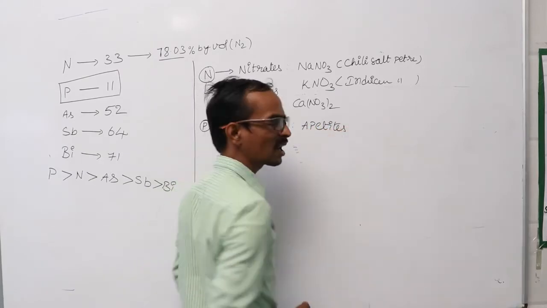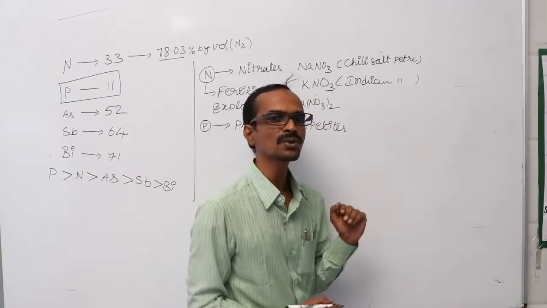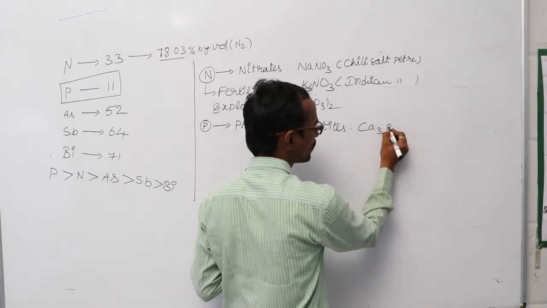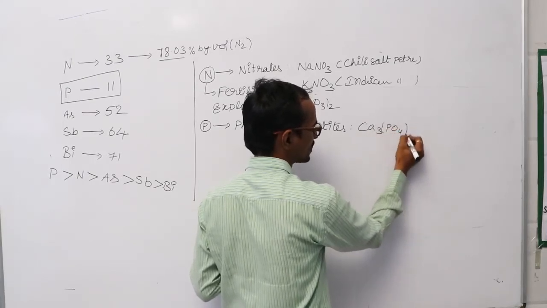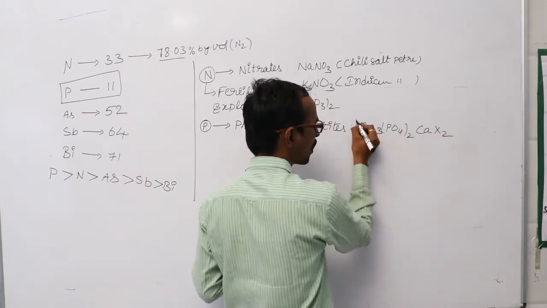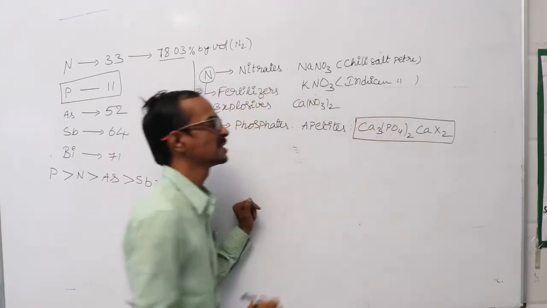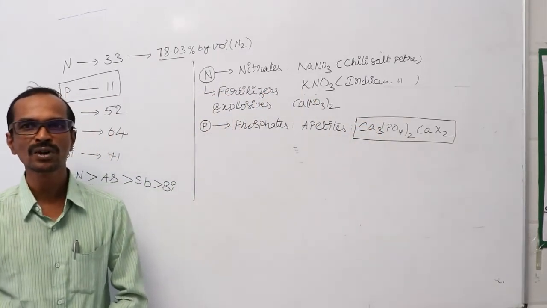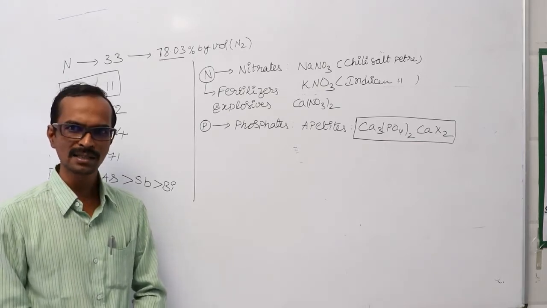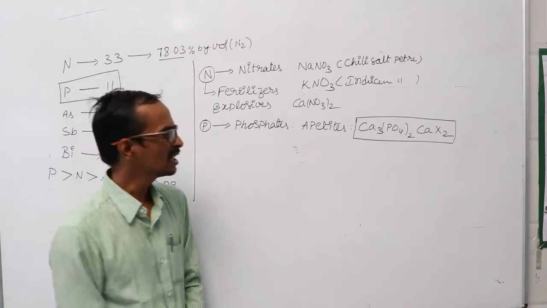Apatites. What does apatite mean? Nothing but the compounds having the molecular formula Ca3(PO4)2·CaX2. All the compounds that have this molecular formula are called apatites or the apatite family.